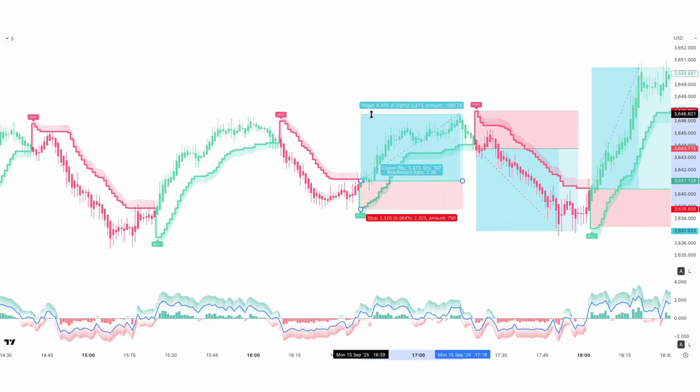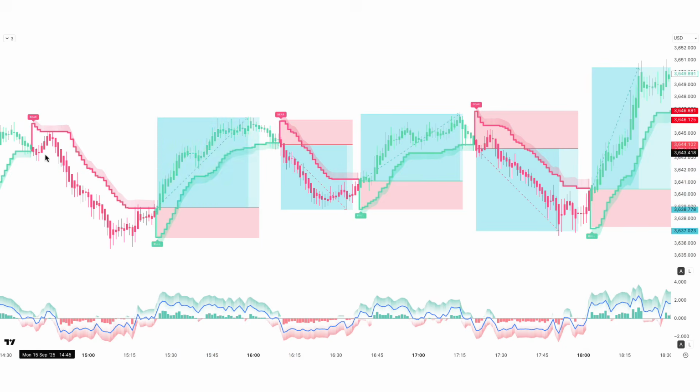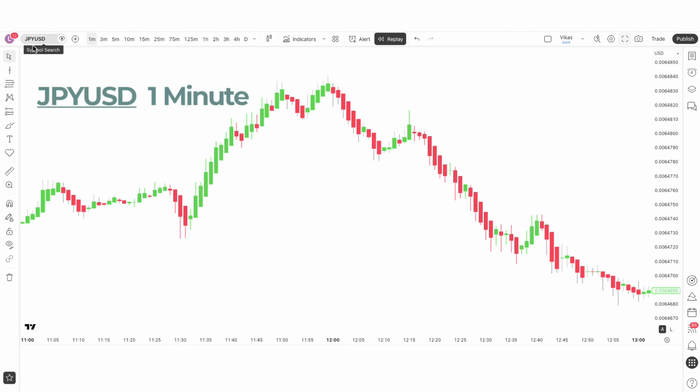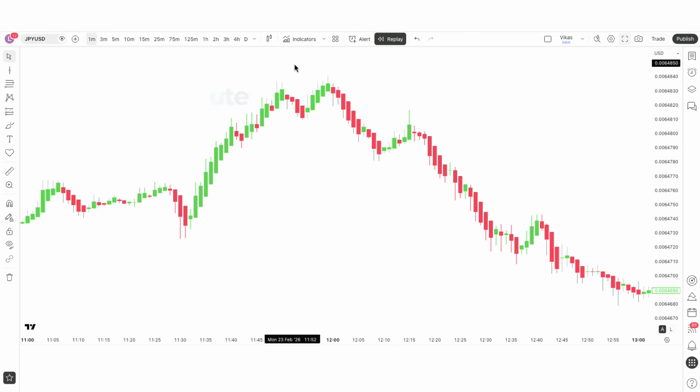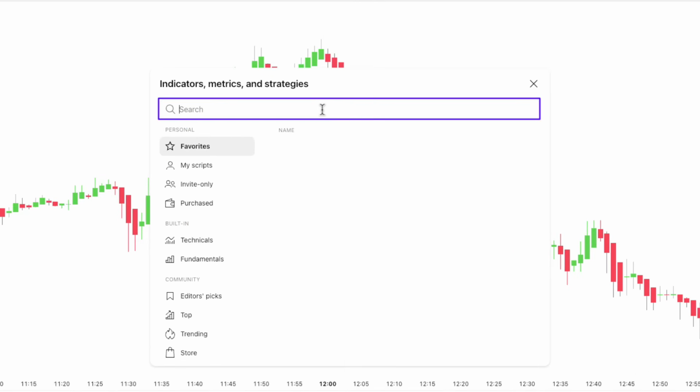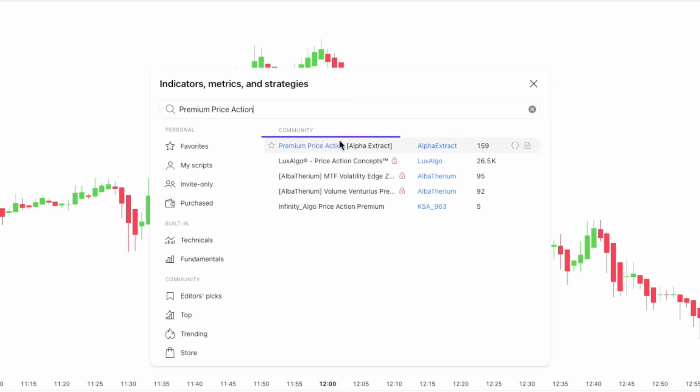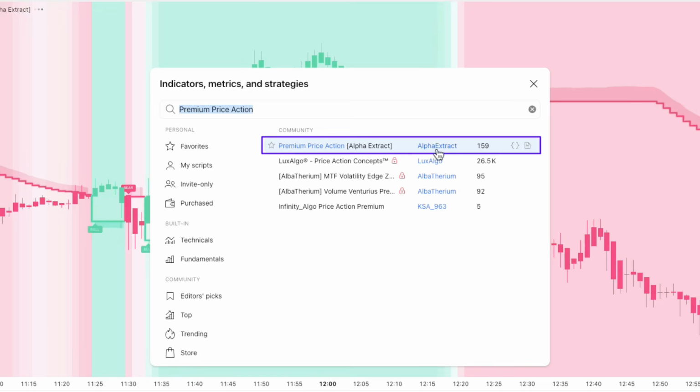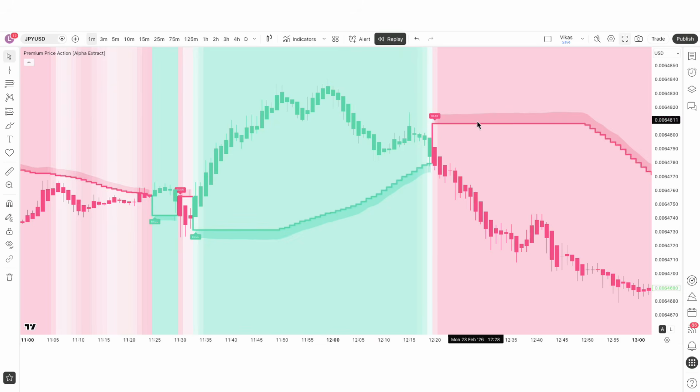Now we tell you how we want to trade. Let's start the video. We open the JPY/USD 1-minute chart. And don't sweat the time frame either. Next, you'll want to find those magic indicators. Head over to the Indicators tab and search for the Premium Price Action. Select the indicator made by Alpha Extract and add it to the chart.